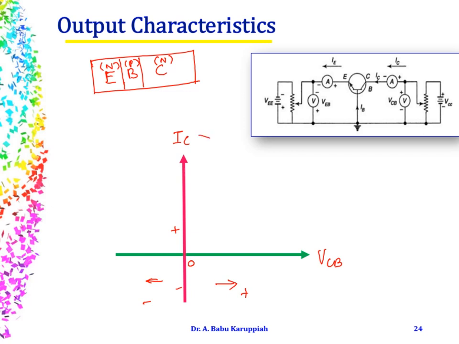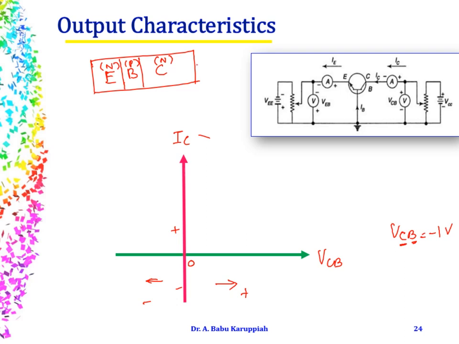First, we will try to get what happens when you give the collector base voltage to be negative, right? When you say VCB is equal to minus 1 volt, it means that the collector is more negative than the base. I repeat, VCB equal to minus 1 volt means that the collector is more negative than the base by 1 volt, right?